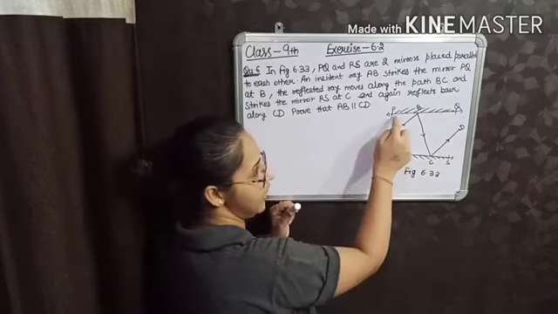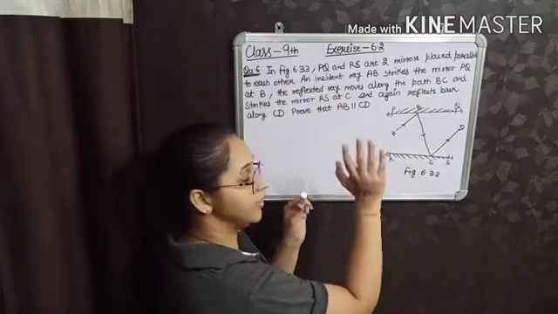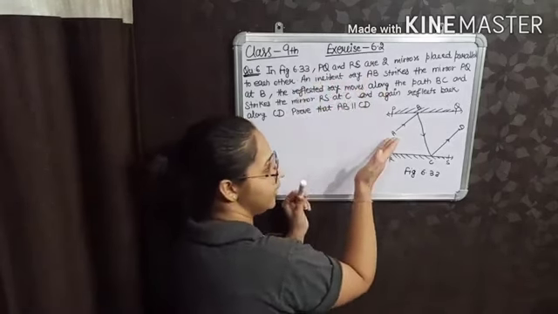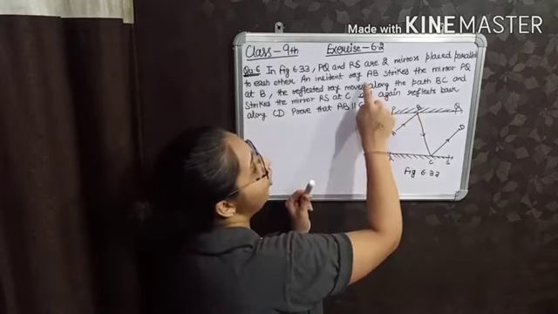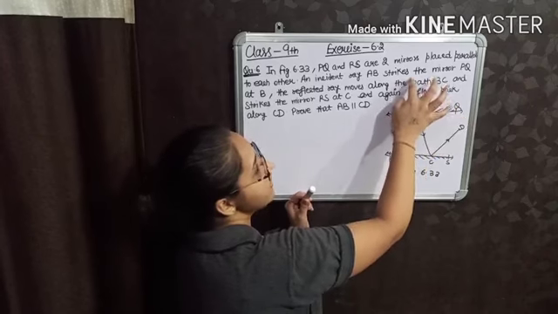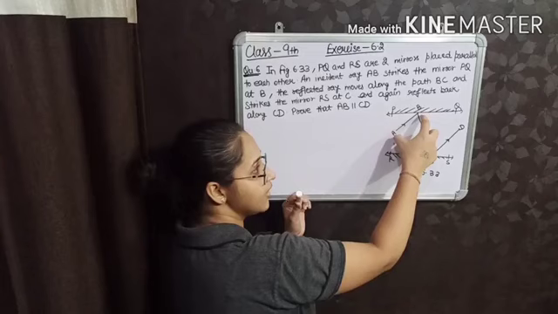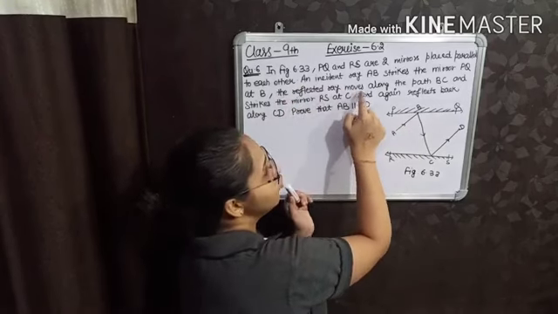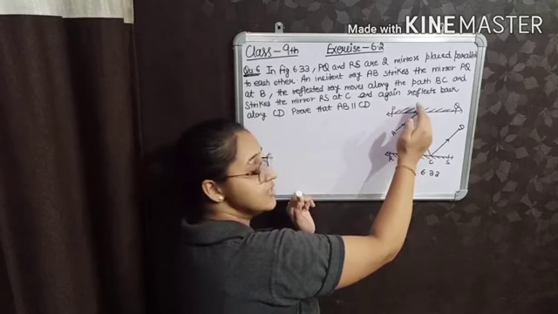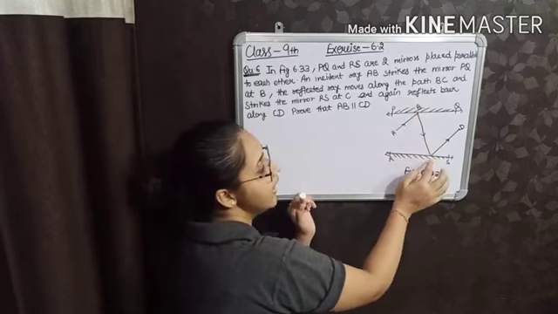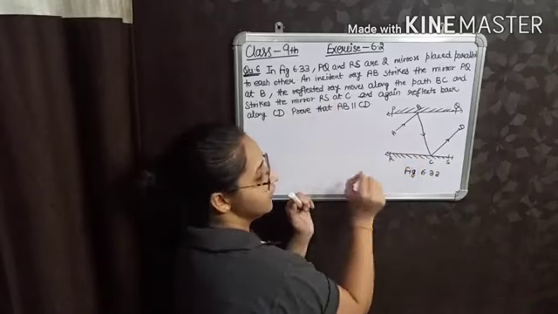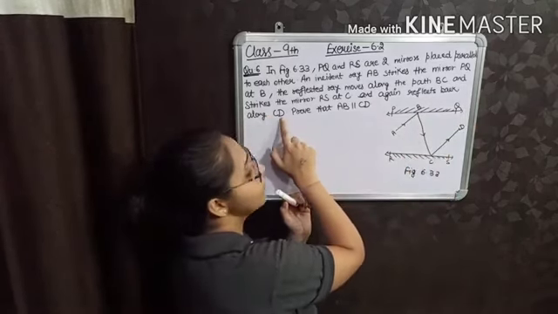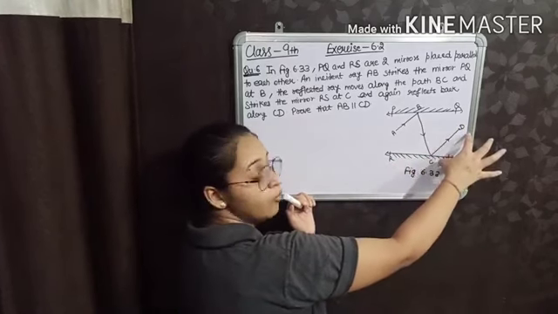PQ and RS are two mirrors placed parallel to each other. It means PQ and RS are two parallel lines. An incident ray AB strikes the mirror PQ at point B. The reflected ray moves along the path BC. It strikes the mirror RS at point C, and then again it reflects back along CD.